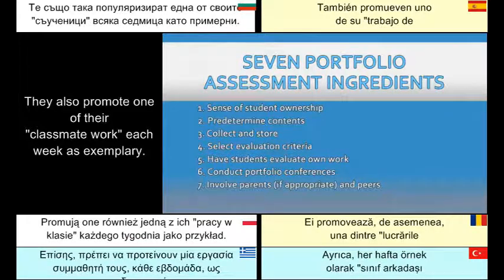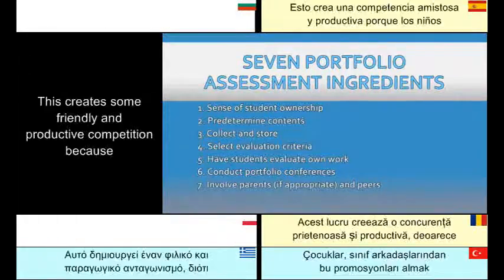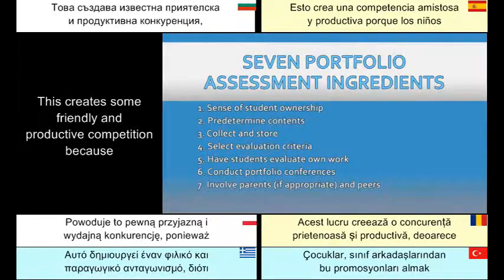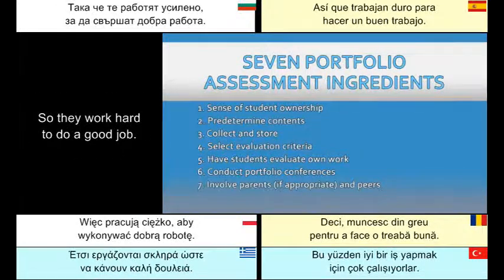Then I also have students endorse one and only one of their peers' work each week as being exemplary. I found that this creates some friendly and productive competition among students because they really want to get those promotions from their classmates, so they really work hard to do a good job on the assignments.